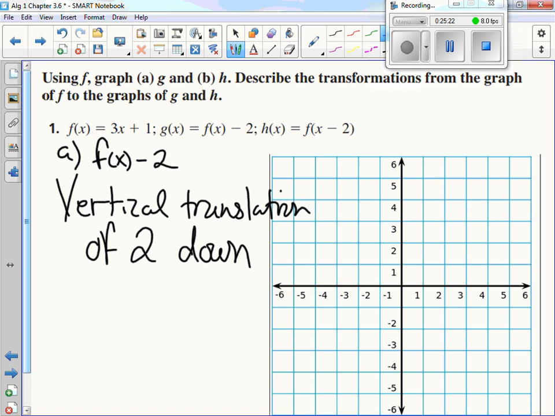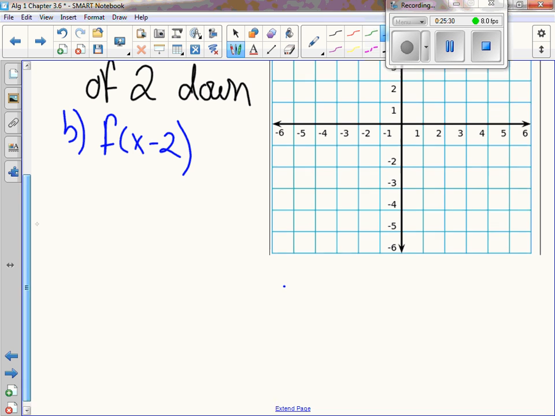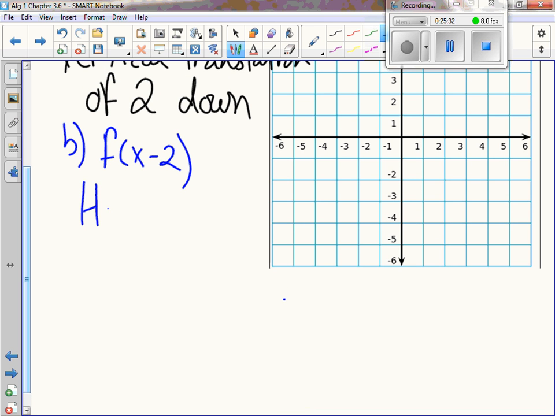Now the other one is f of x minus 2. This would be horizontal.